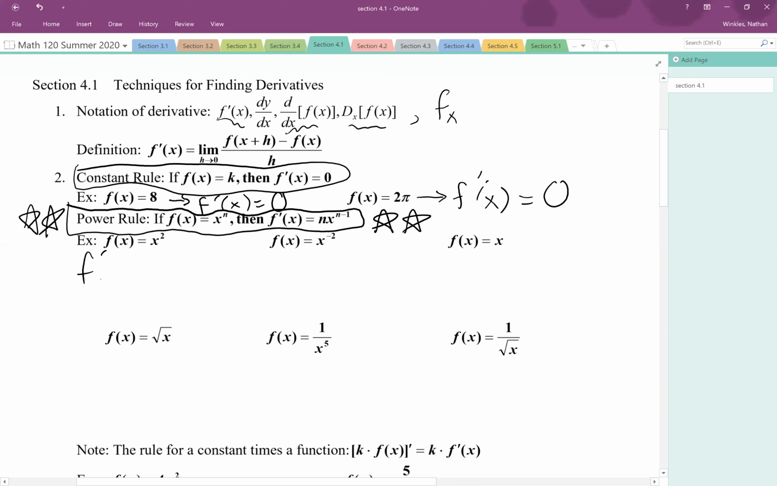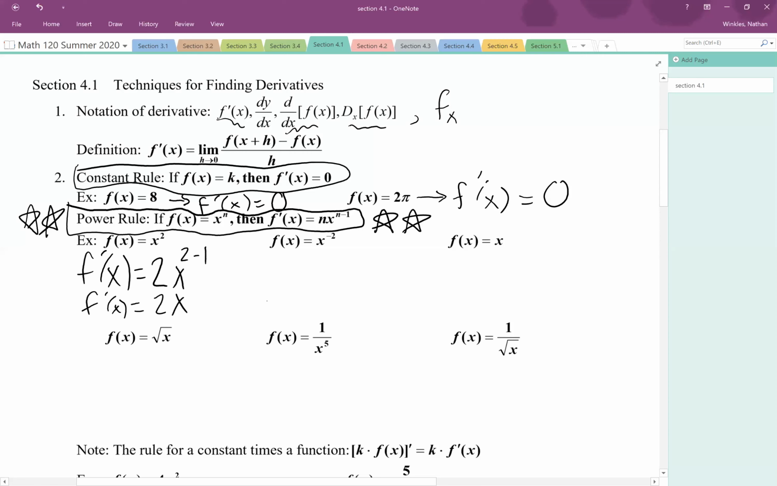So for this first one, f of x equals x squared. The power rule said take our exponent, put it in front, and subtract 1 from our exponent. So we get 2 times x to the 2 minus 1, which is equal to 2x. Pretty simple there.